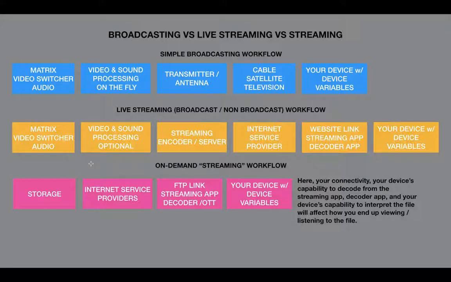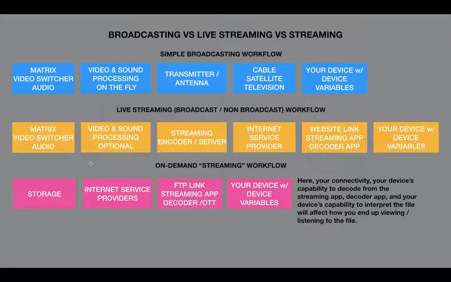And it's going to go to some sort of video and sound processing on the fly before that hits the transmitter and antenna. Then from there, it gets picked up by your cable provider, your satellite provider, or directly to your television set. And from there, based on your television set and how that television set or the cable box that you have or the satellite box that you have, that content gets reinterpreted, and that's how you get to enjoy it, whether it is in standard definition, high definition, surround sound, or just stereo sound, or just mono sound.